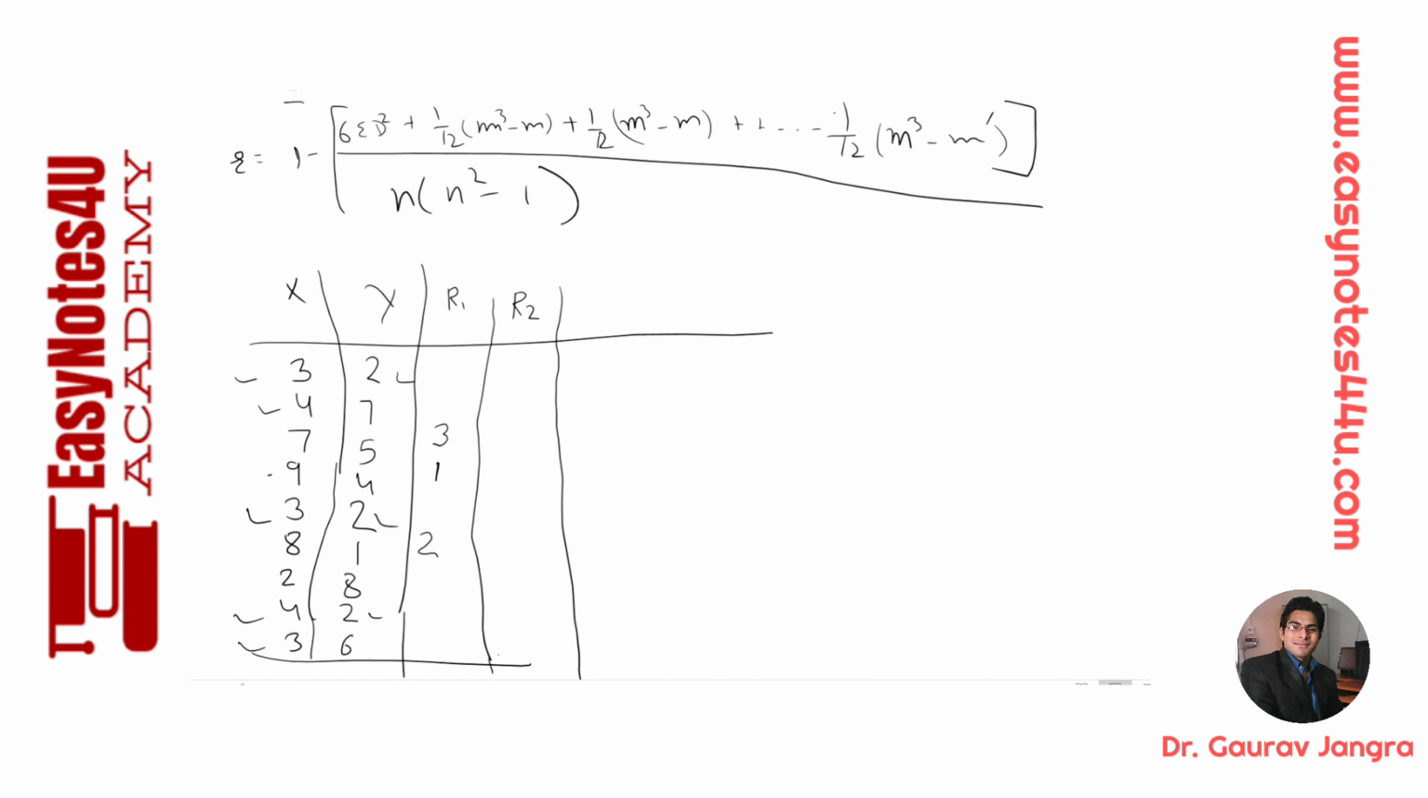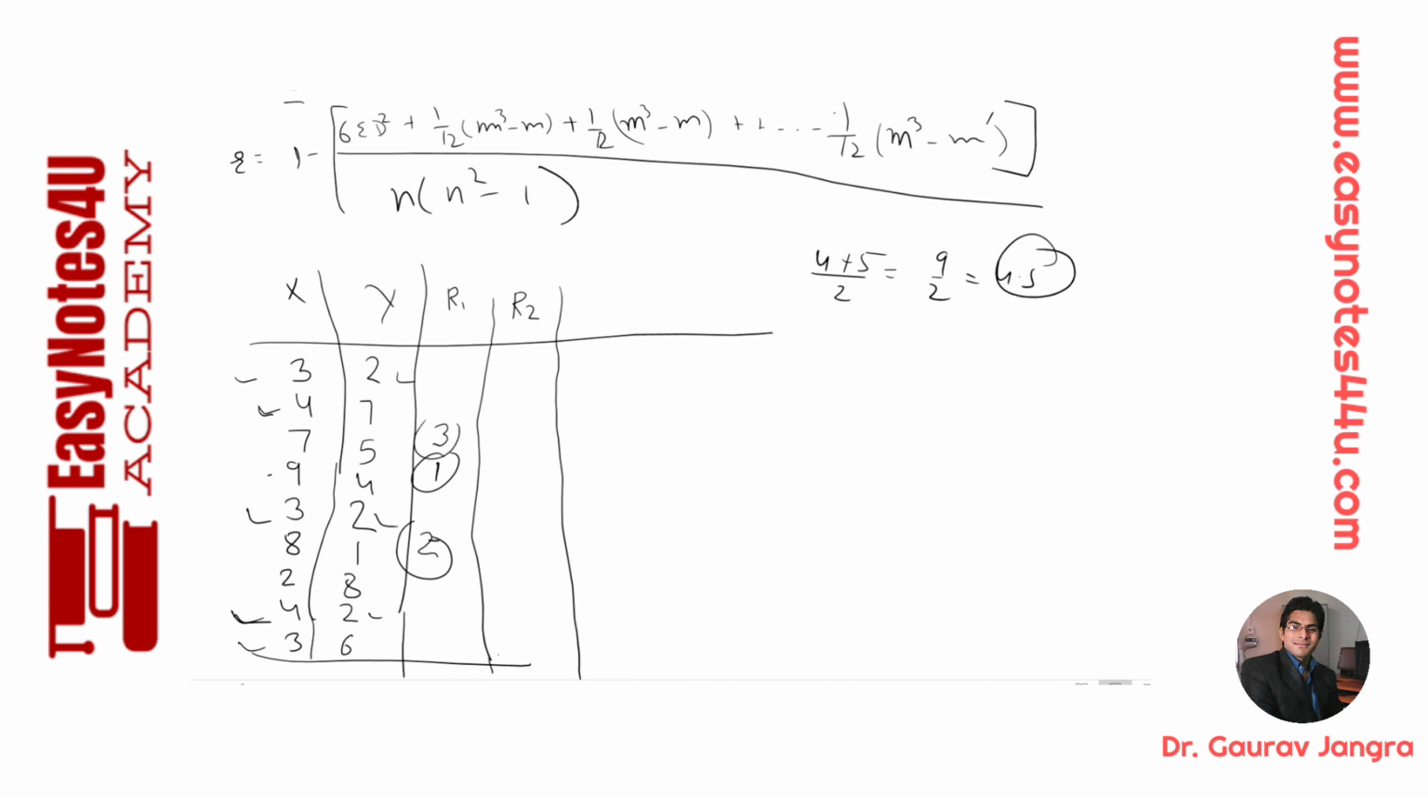Then after the 7, four is repeating 2 times. That means 4th and 5th position, we have to fill the 4th and 5th position. So first rank we assigned, second rank we assigned, and third rank we have assigned. Now we have to assign the 4th and 5th rank, but on the 4th and 5th rank the value is the same. So how can we do? We have to take the average of the 4th and 5th position, 4th plus 5th position divided by 2. It will be 9 divided by 2, means 4.5.